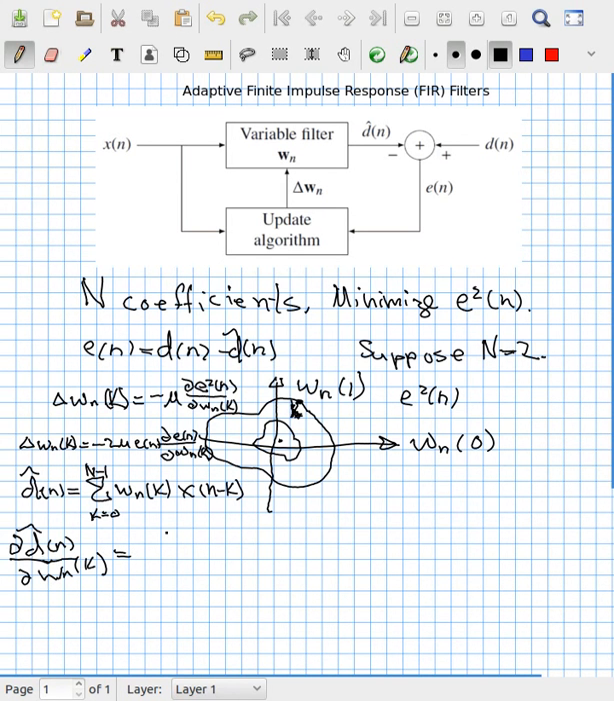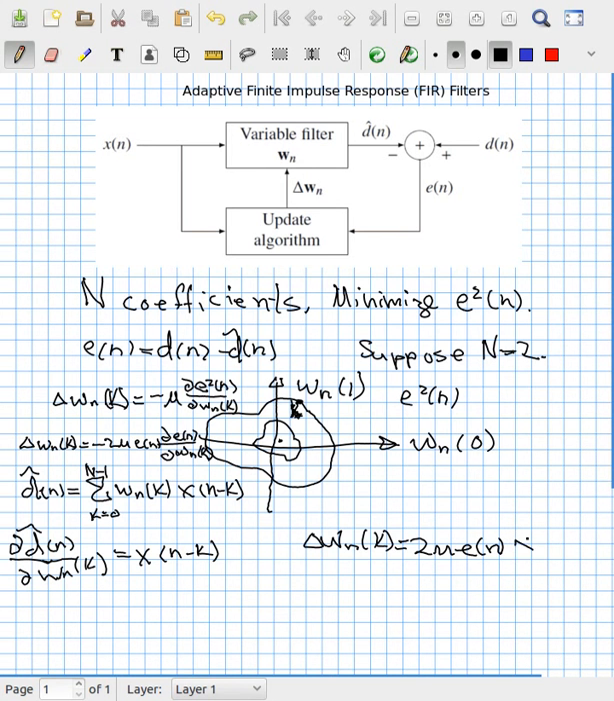So now if I take the derivative of that, I could write the partial of d hat of n with respect to Wn of k, and it's just going to be, suppose k equals 1 here, if I took the derivative of this guy with respect to Wn of 1, I would only get x of n minus 1. So in general, for the kth one, I'll just get x of n minus k. The other term, the derivative of Wn of 0 with respect to Wn of 1, is 0. So you only get one term every time from the sum. It picks out that term, and the derivative just becomes the coefficient of that term.